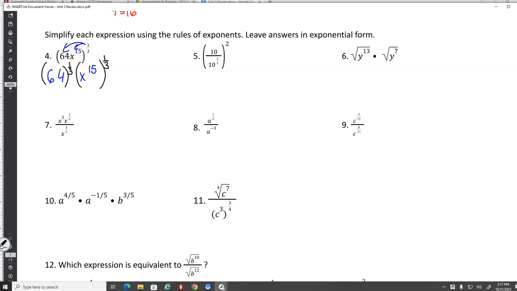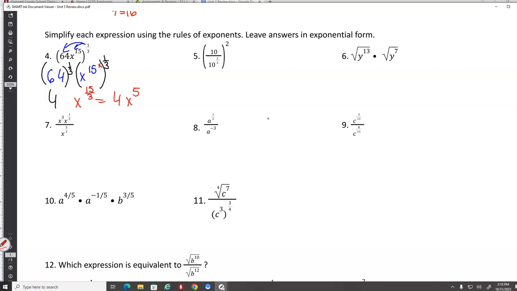Okay. 64 raised to a 1/3 is simply a 4 in your calculator. It's also the cube root of 64 if I rewrite it into a radical form, which is 4 as well, because that's 4 three times. Okay? Now, what do I do with the x to the 15 power raised to the 1/3? Of course, I'm going to multiply their exponents. So x, 15 times 1/3, it's 15 over 3. Now that simplifies to a 5, so my final answer is 4x to the 5th power.